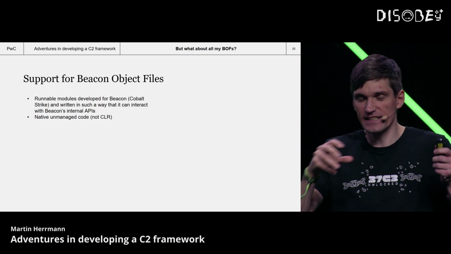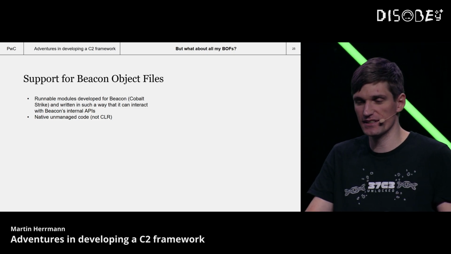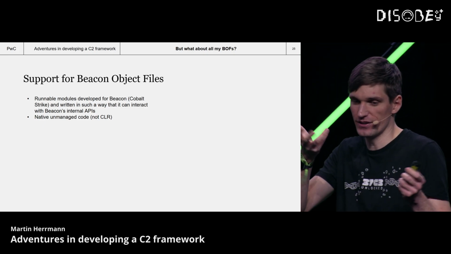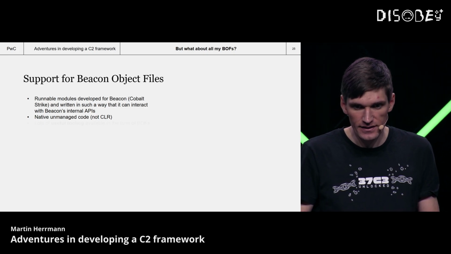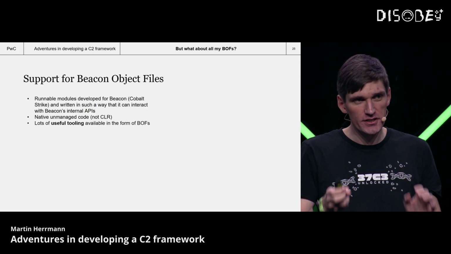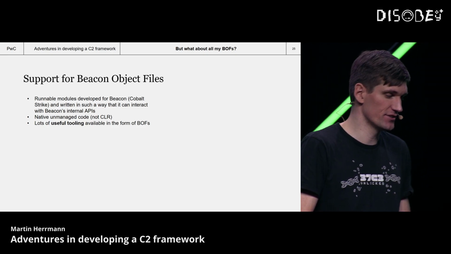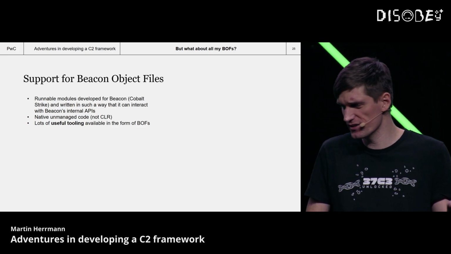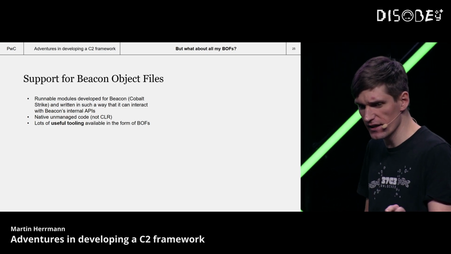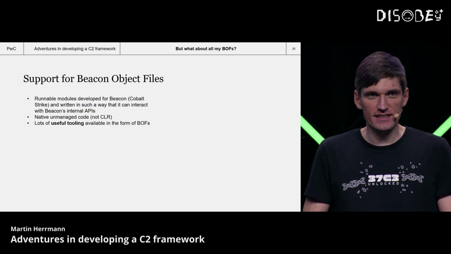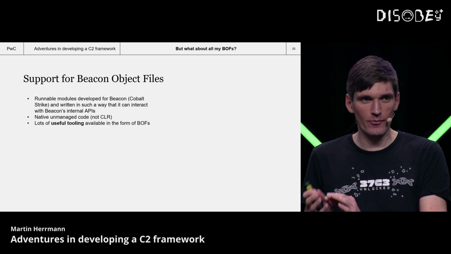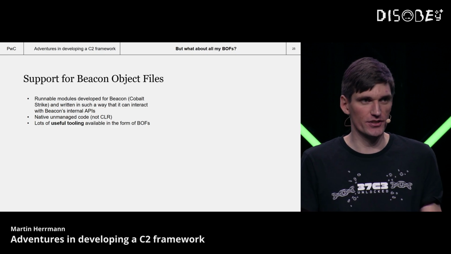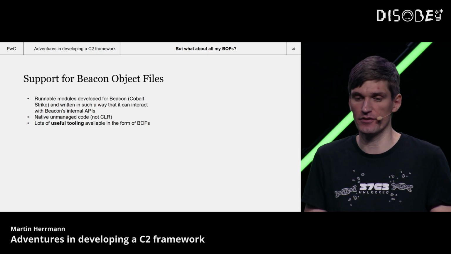So we cannot easily directly load it into our process because it's different code, basically. But there's tons of useful tooling available for this. One example is TrustedSec's environmental awareness toolkit and tools like this. If you can have this in your C2 framework, you're going to make it so much more powerful because so many awesome tools are available in the form of BOFs.